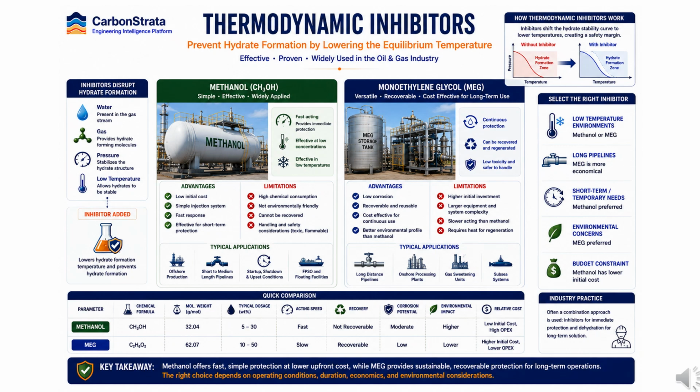By lowering the hydrate formation temperature, inhibitors allow the system to operate safely at conditions that would otherwise promote hydrate growth. The two most common thermodynamic inhibitors are methanol and monoethylene glycol, commonly known as MEG. Methanol is typically used for short-term or emergency protection, while MEG is often selected for continuous operations because it can be recovered and reused. The selection depends on operating conditions, economics, and facility design.